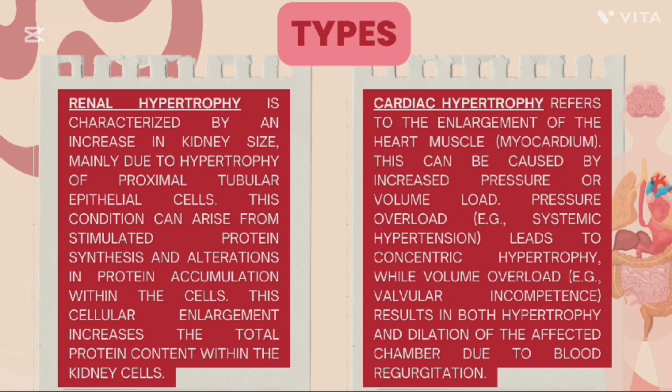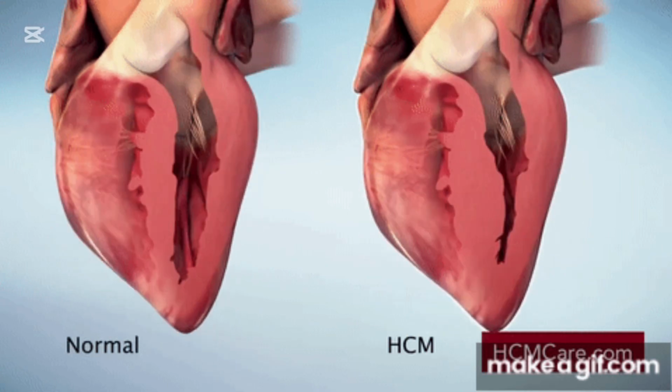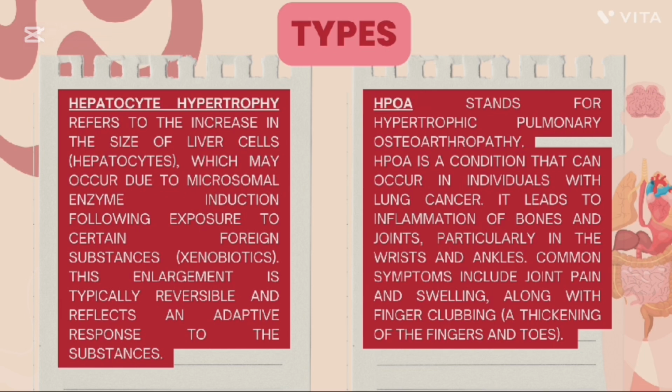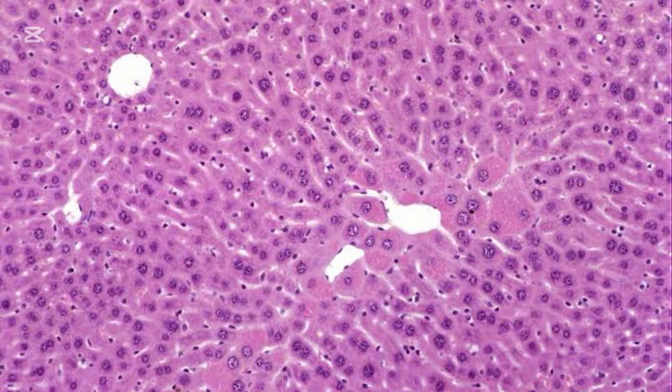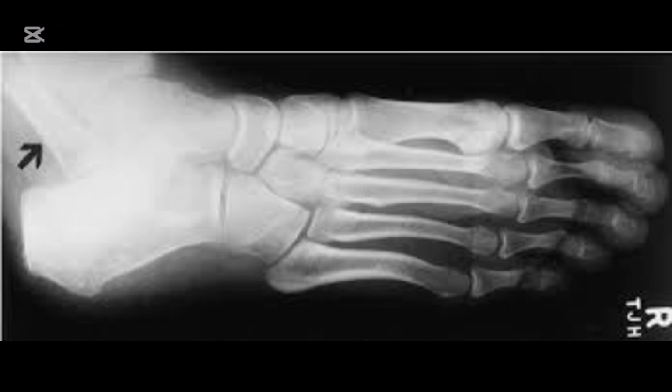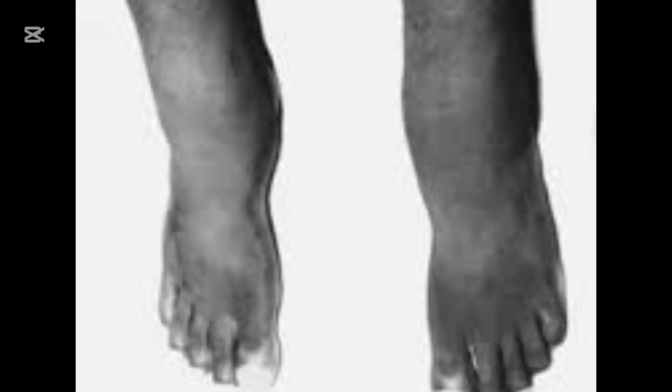We have four types of hypertrophy. One is renal hypertrophy, the other one is cardiac hypertrophy. In renal hypertrophy, there is an increase in kidney size, and in cardiac hypertrophy, we have enlargement of the heart muscle, which is myocardium. Then the other two examples are hepatocyte hypertrophy and HPOA. Hepatocyte hypertrophy refers to an increase in the size of liver cells, while HPOA stands for hypertrophic pulmonary osteoarthropathy, in which there is an inflammation of bones and joints, particularly in the wrists and ankles.